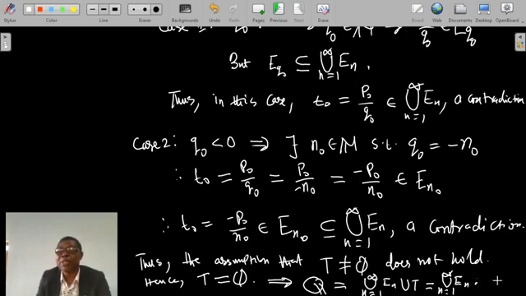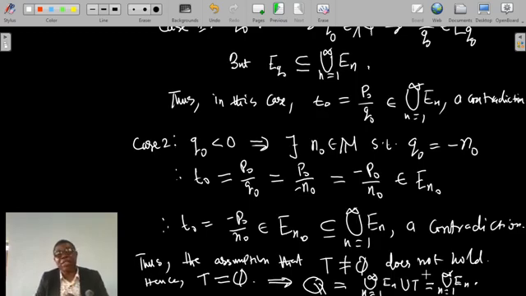So this shows that Q is the union of this collection of sets. So what have we established? What we've established here is that Q is a countable union of countable sets, and therefore Q is countable. So we've gotten that the set of rational numbers is countable.